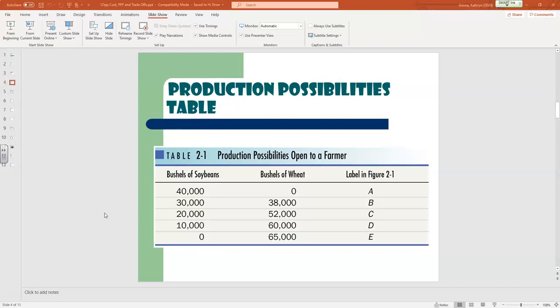So when we're looking at our production possibilities frontier, here's a perfect example. This is bushels of soybeans and bushels of wheat. This is just on the chart. So bushels of soybeans, if we have 40,000 soybeans, we have 0 bushels of wheat. If we have 30,000 soybeans, we have 38,000 bushels of wheat. So you have more soybeans, less of the other. So it's a trade-off. They're trading off between one another.